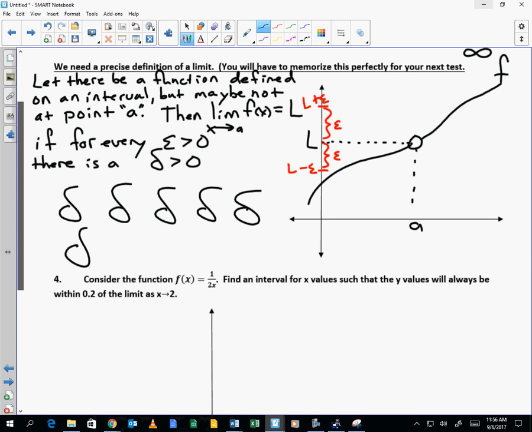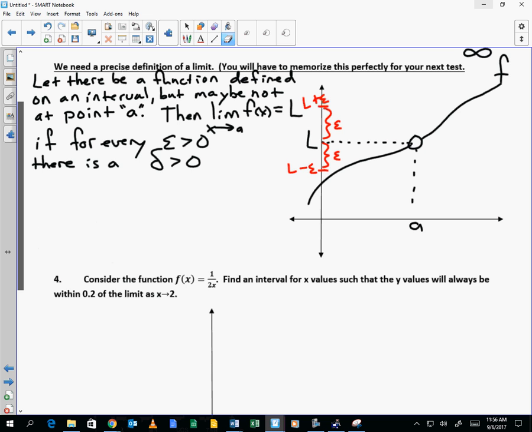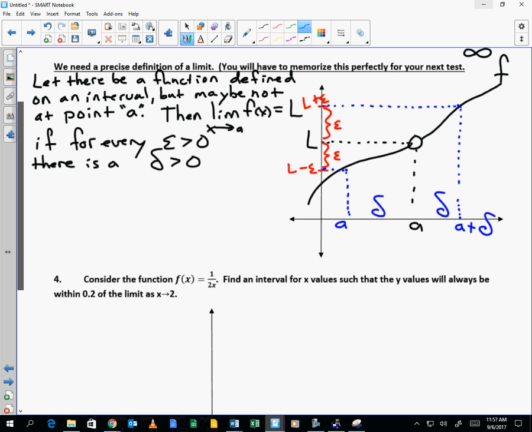It's continuing. So then the limit as x goes to A of f of x is equal to L if for every epsilon greater than 0, there is a delta greater than 0. Now, if epsilon went with the y values, what do you think the delta goes with? The x values. And so here's the deal. This would be my delta value. This would be A plus delta.